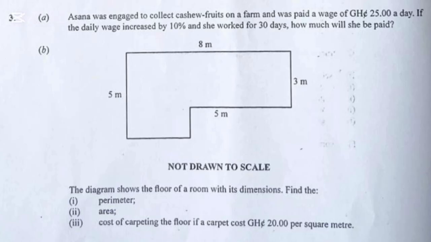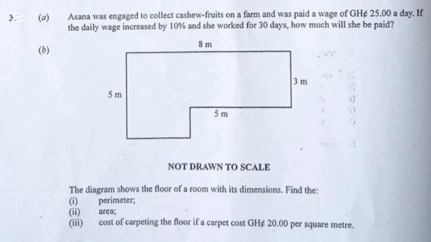Question 3a says that Asana was engaged to collect cashew fruits on a farm and was paid a wage of 25 Ghana cedis a day. If the daily wage increased by 10% and she worked for 30 days, how much will she be paid?